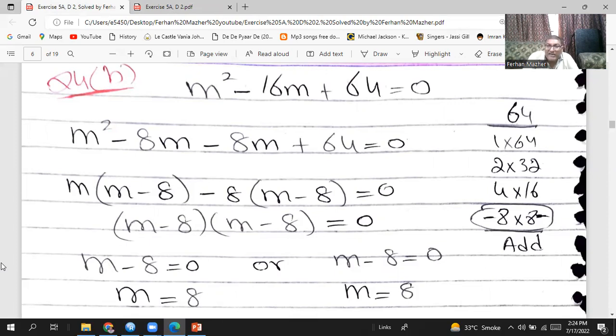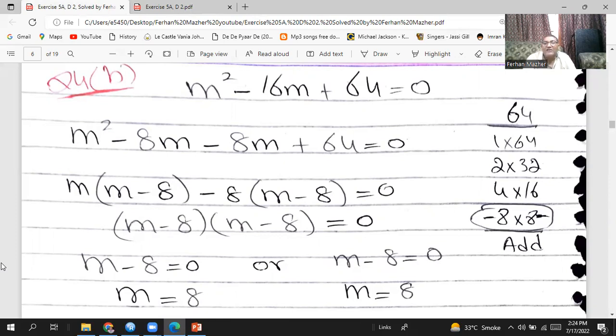And they are multiplying with each other, and that is equal to 0. So the equation has been factorized. Now both these factors are multiplying with each other, and the product is 0. So either the first factor is 0 or the second factor is 0. So I will make the first bracket equal to 0. So m minus 8 equals 0. So m will be equal to 8.